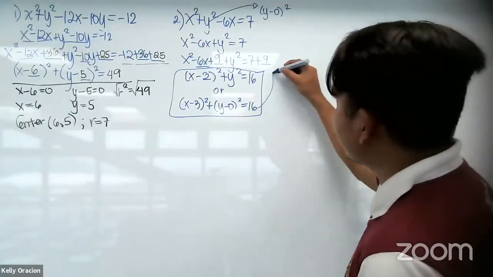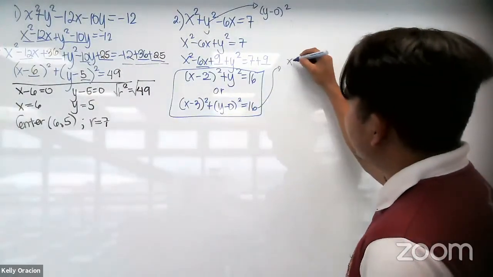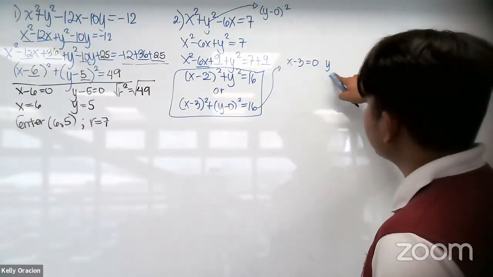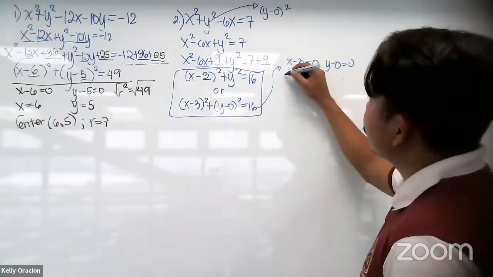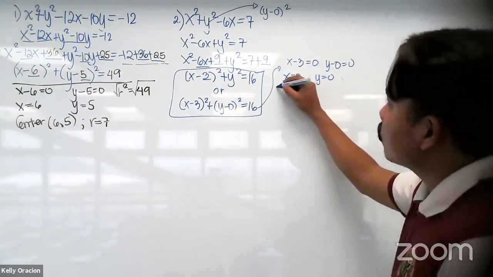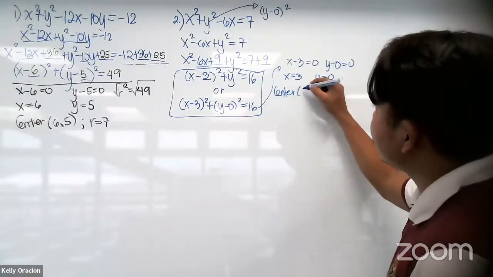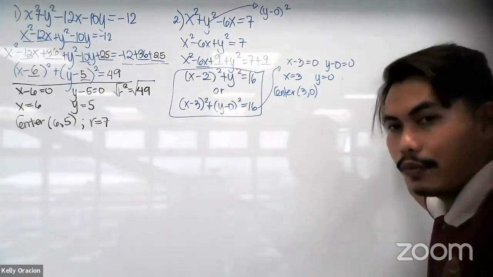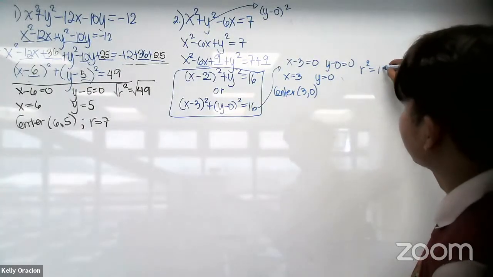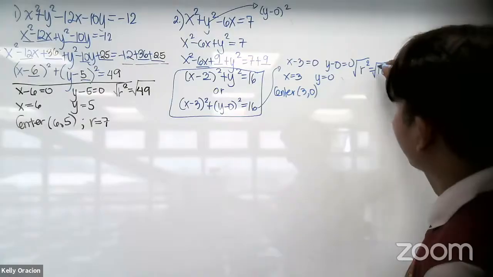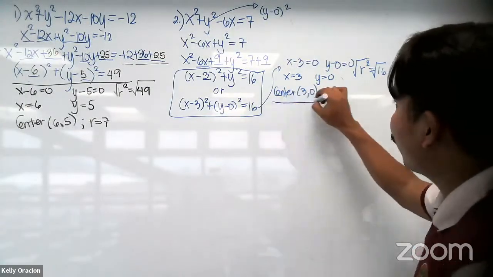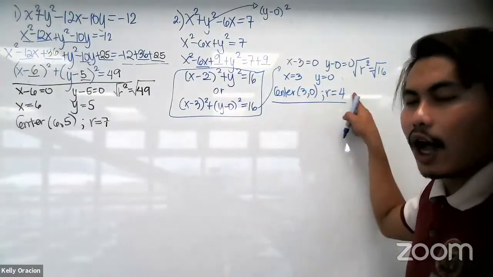And for our center here, equate into 0. So x is equal to 3 and y is equal to 0. So your center is 3, 0. And for the radius, r squared is 16. Square root of 16 is 4. So that this is now your answer.